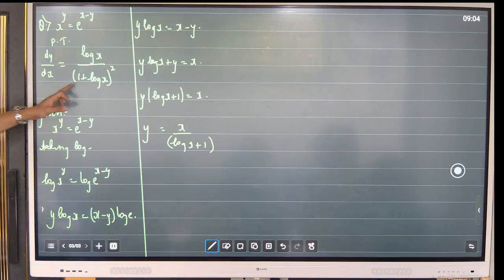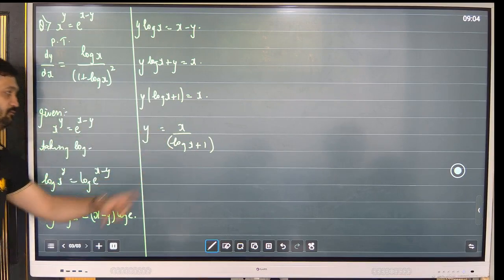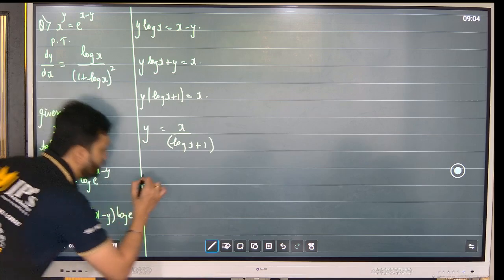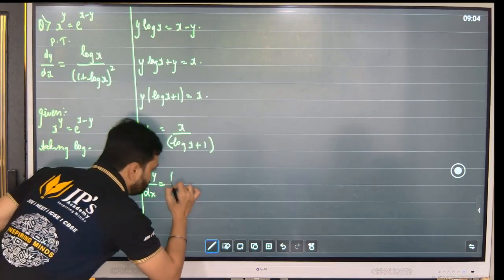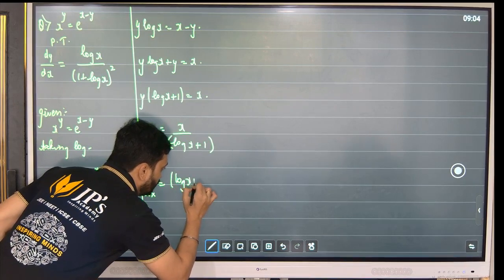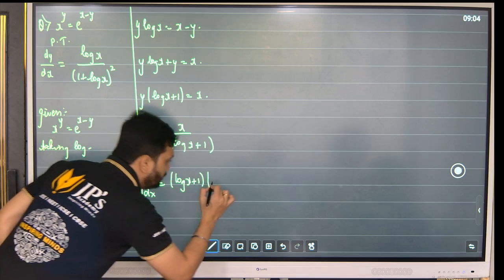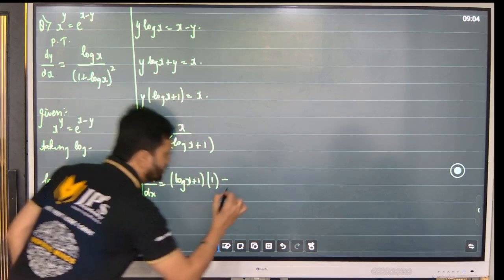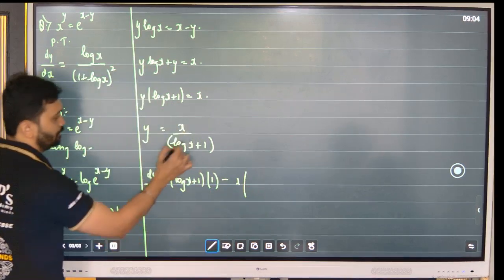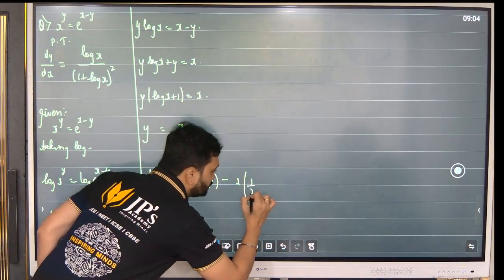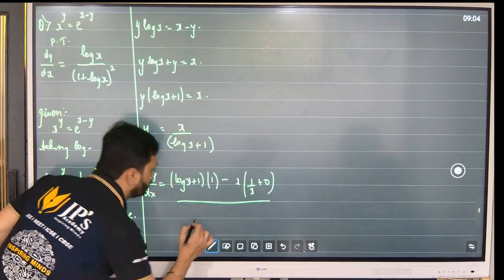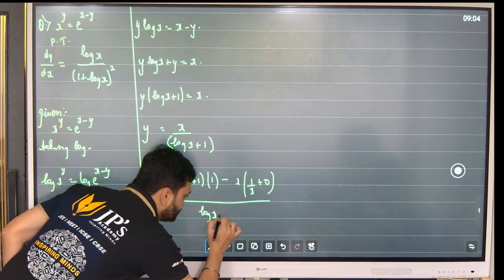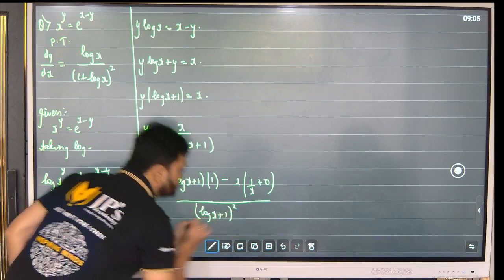Now I know that I am going to get 1 plus log x the whole square, because this is 0 upon v and it will be v square. So now if I differentiate this, dy by dx will become v, that is log x plus 1 into derivative of x which is 1, minus x into derivative of log x which is 1 by x, derivative of 1 is 0, the whole upon log x plus 1 the whole square.